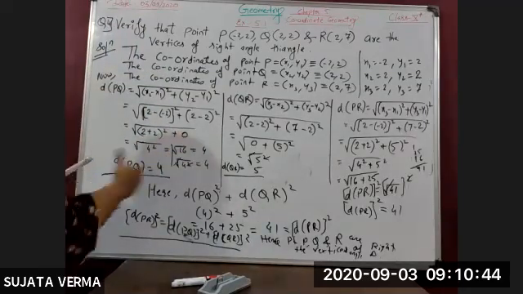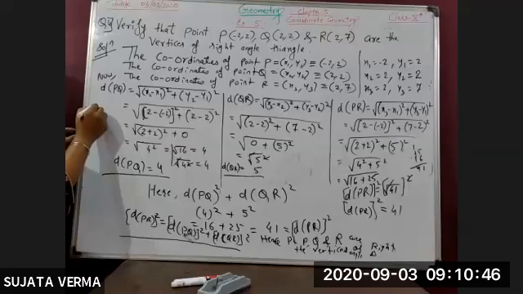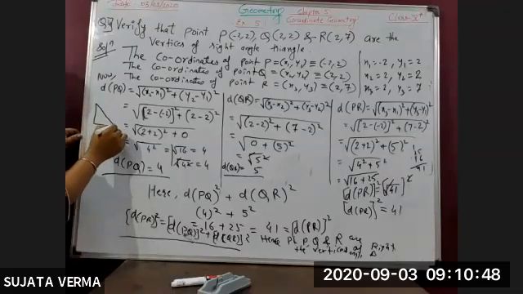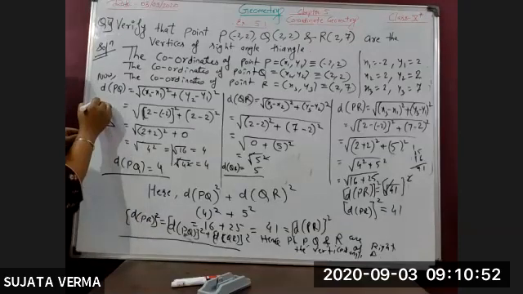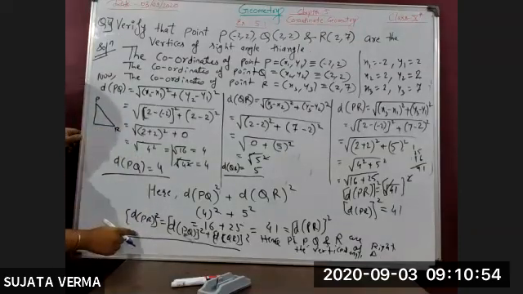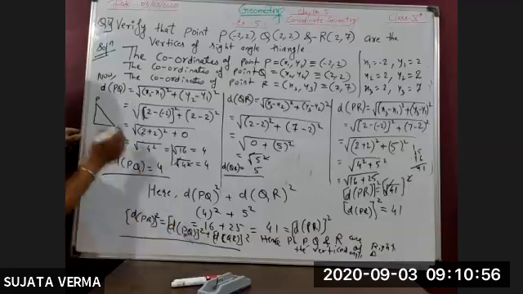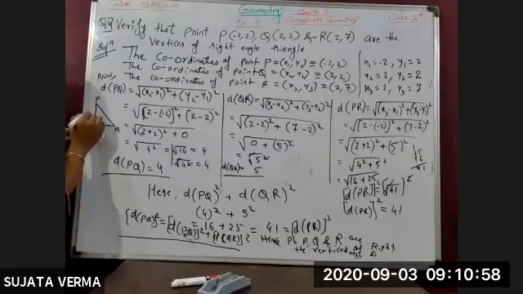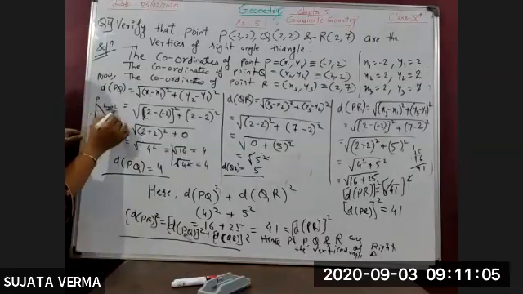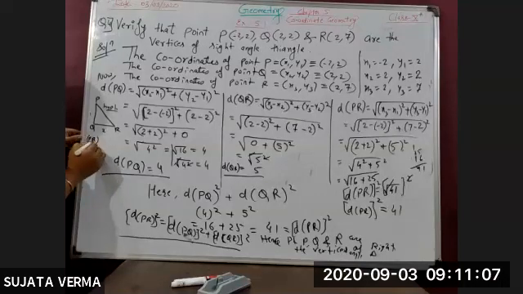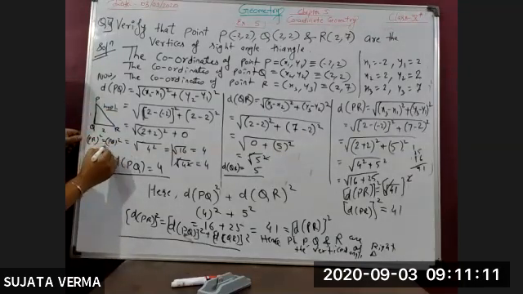Or if you want to draw a diagram for this, you can draw it. Listen, this one is the hypotenuse PR. Hypotenuse square is equal to one side square. This one is one side and this one is another side. So from this we conclude that the hypotenuse square, that is PR square, is equal to one side square plus the other side square.